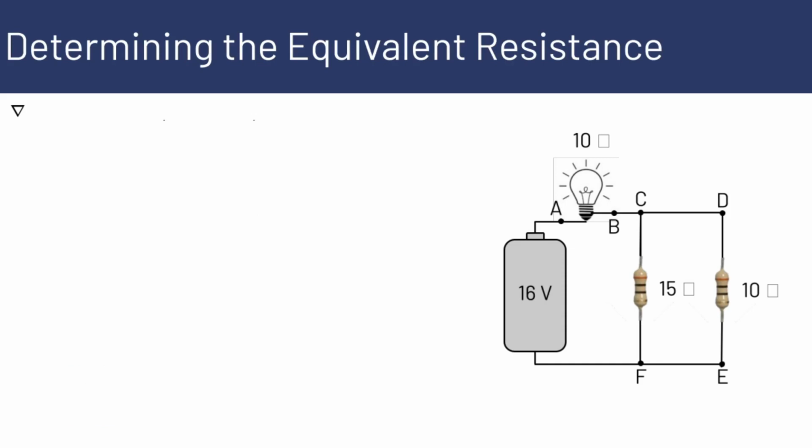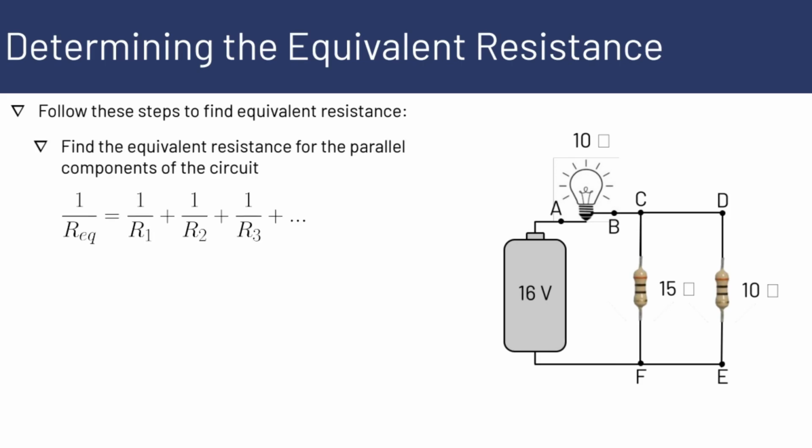So let's look at determining the equivalent resistance in a combination circuit. We're going to follow these steps to find the equivalent resistance. First, we're going to find the equivalent resistance for the parallel components of the circuit. Here on this sample circuit, we have two branches: branch C to F and branch D to E. Remember that to find the equivalent resistance for parallel components, 1 over the equivalent resistance is equal to 1 over R1 plus 1 over R2, etc.